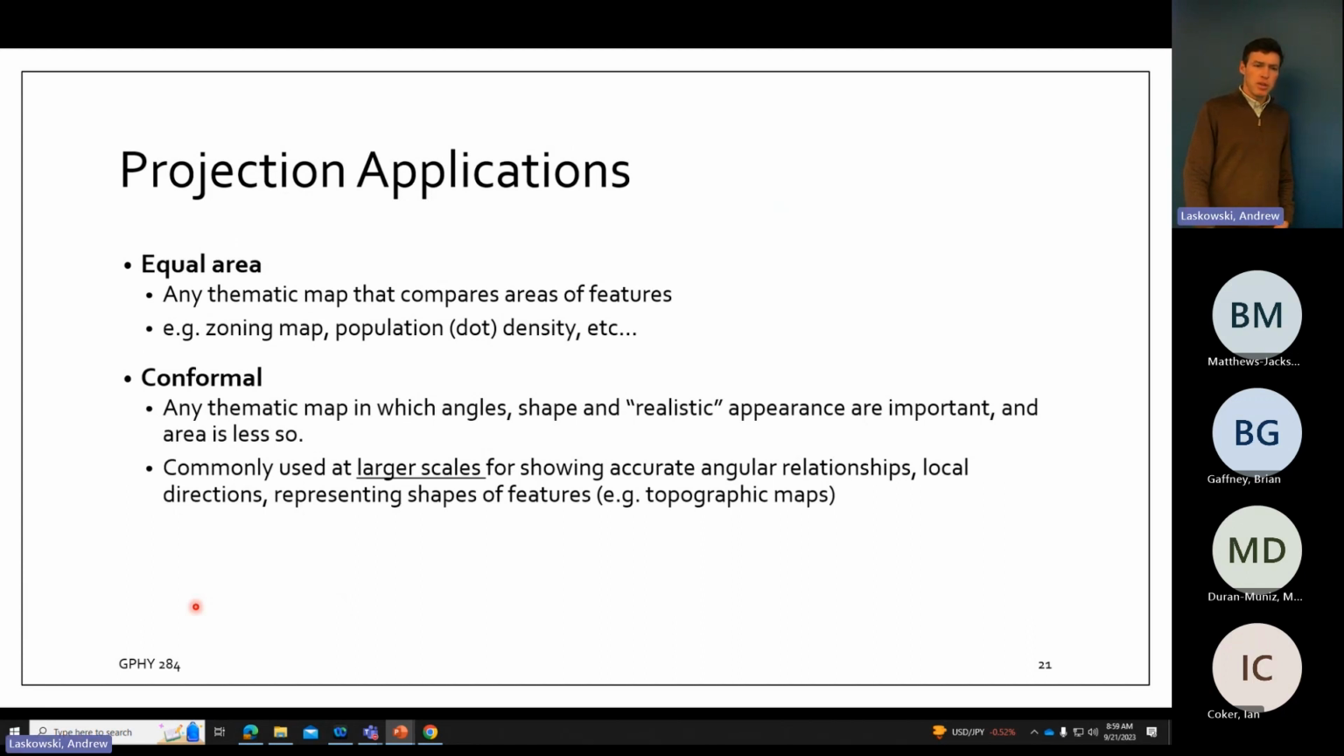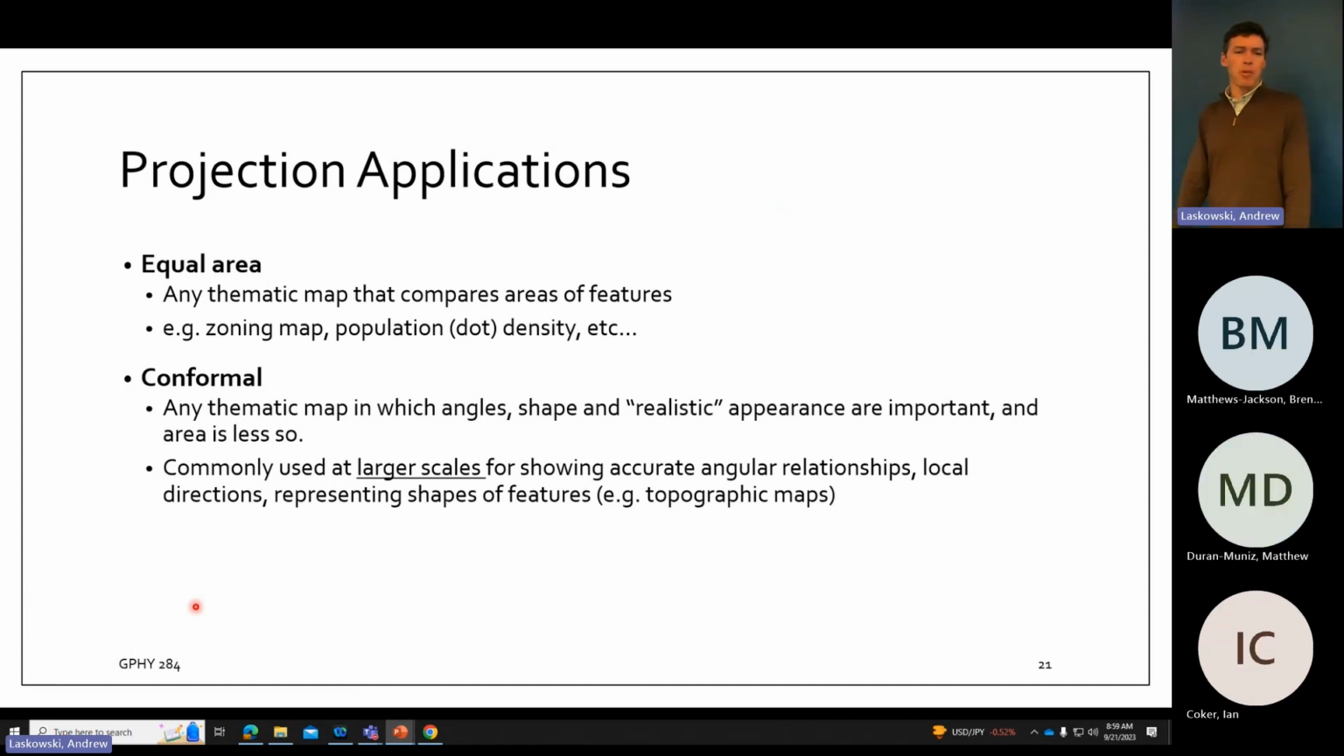So when should we use these maps? I'll give you some examples to highlight these ideas. But you can imagine when an equal area map will be useful. Let's say you are mapping population density. You would not want to map population density using any sort of symbolization scheme on a map that was not equal area, because it could distort how you actually perceive that map.